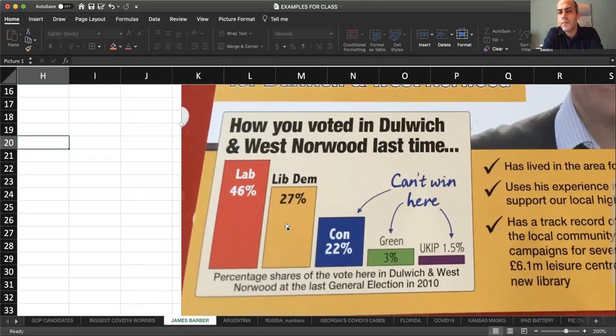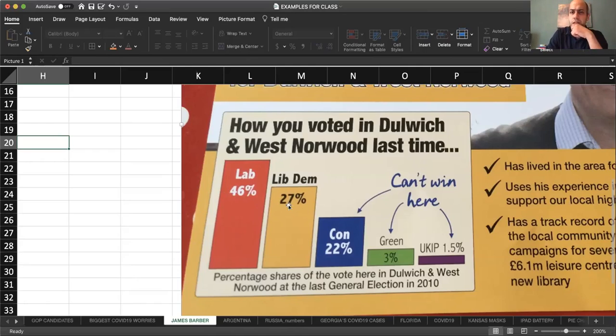Now, the idea with the bar charts is that the heights of these bars should represent the frequencies or the percentages. I will talk about the difference between frequencies and percentages later, but that's the idea. And they should be representative. So now, do the heights of these bars really represent the percentages? Look at Labour. This is 46%.